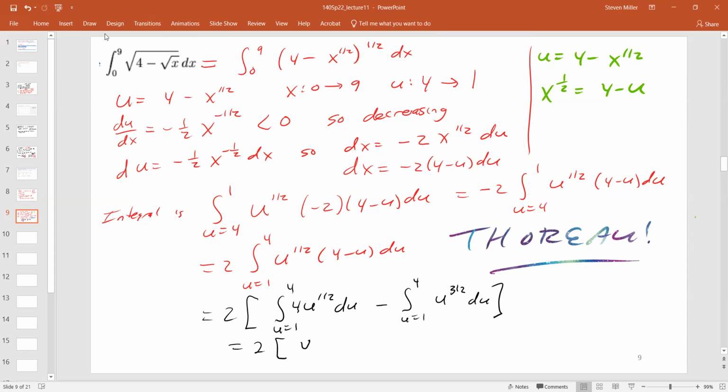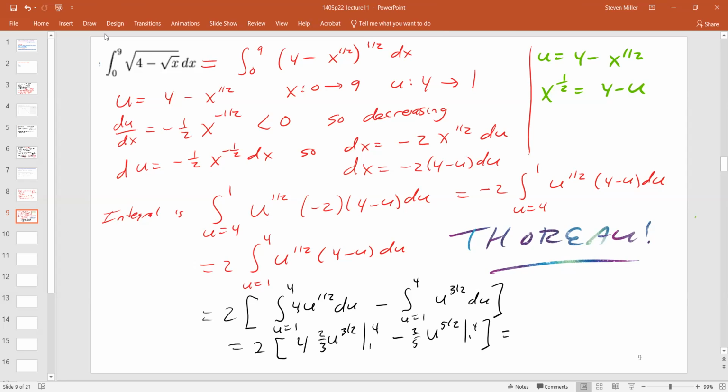So the first one, what function has derivative u to the 1/2? It's going to be u to the 3/2, and we'll have a 2/3 there, evaluated at 1 and 4, minus u to the 5/2, we'll have 2/5 at 1 and 4. Right? And now we just have to substitute in.